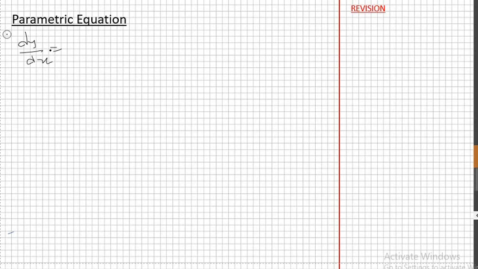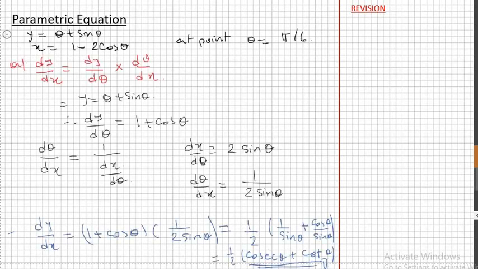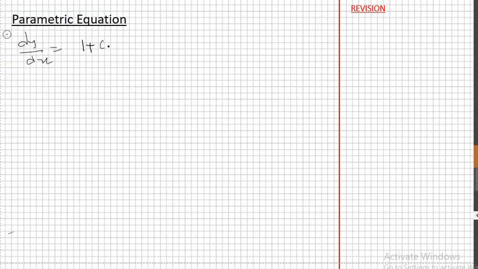So from the previous slide we got the first derivative of the function y with respect to x. So we have 1 plus cos theta multiplied by 1 over 2 sine theta. So I can also write it as a single function: 1 plus cos theta over 2 sine theta. So now we have to find the second derivative of this parametric equation.